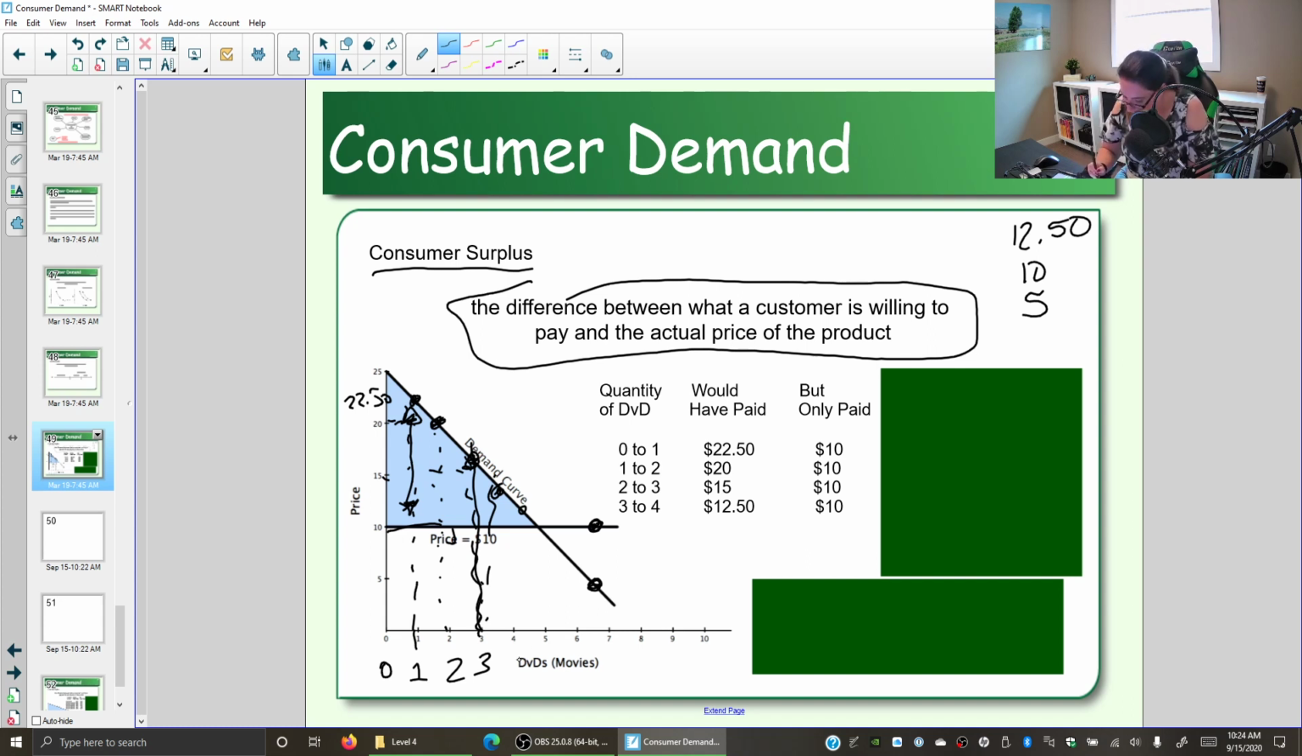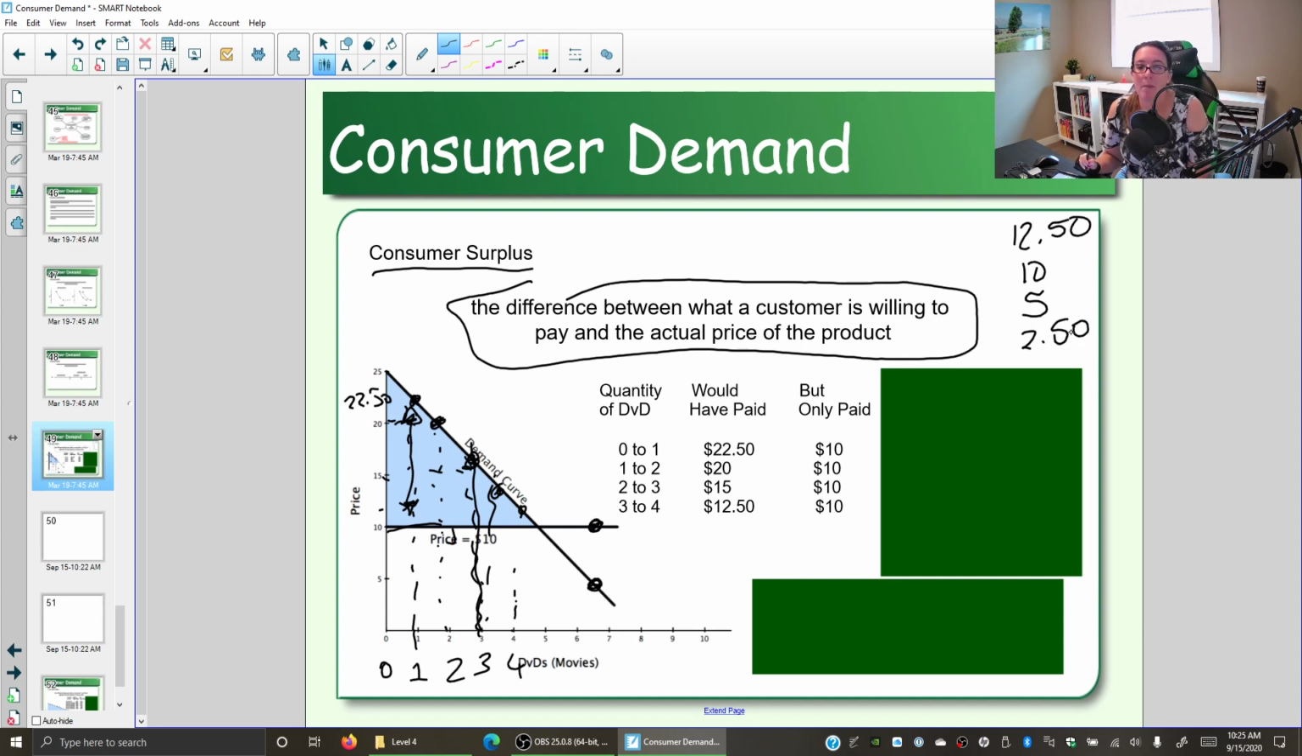So let's go and look at the fourth one. When we look at that fourth movie, again, we already have 1, 2, and 3, so the marginal utility, the extra happiness, is less. So we're not willing to pay as much for movie number 4, and according to our demand curve, we're willing to pay about $12.50. It costs $10, so are we getting a deal? Yes, $2.50 of a deal.